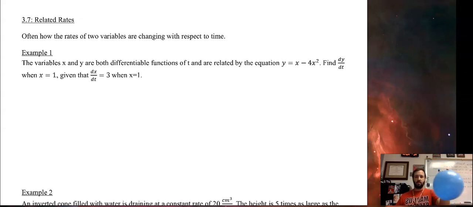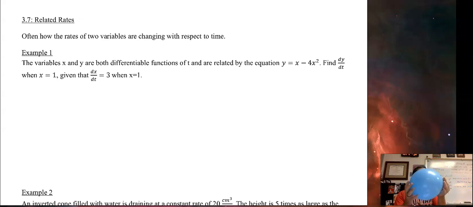as I blow it up, there are things that are changing here. The volume is increasing as I blow it up. The surface area is also increasing. The radius is increasing, which means the diameter is also increasing. And as I blow it up, if I assume that this is a sphere, the rate of volume is still increasing at the same rate, assuming that I can blow air at a constant rate. So the volume is increasing at a constant rate. But the radius is changing at different rates depending on how big the balloon is.